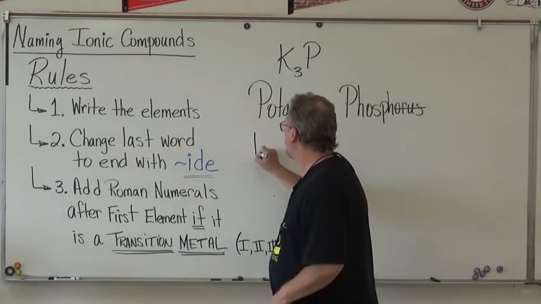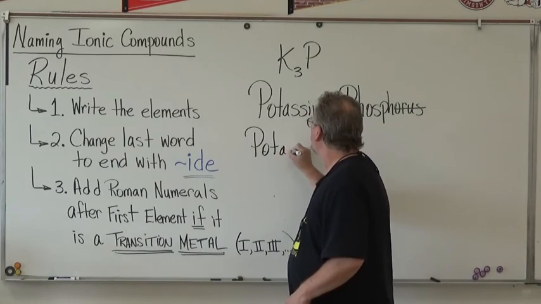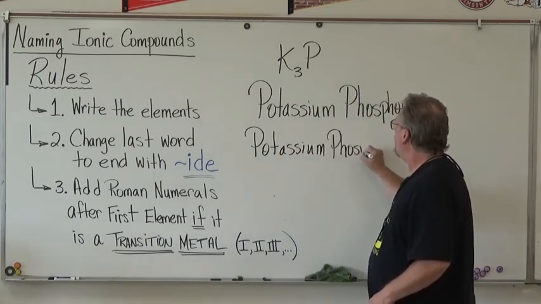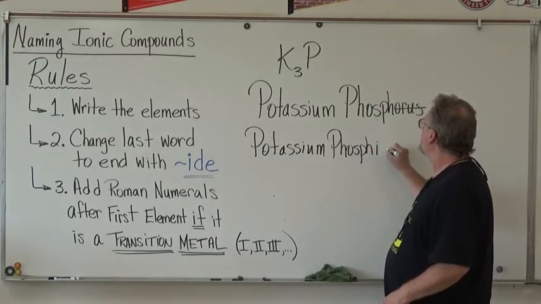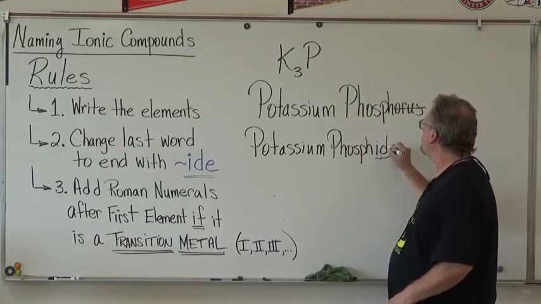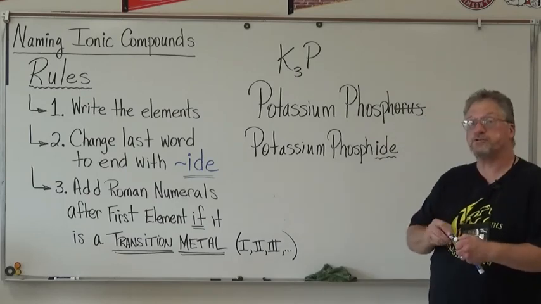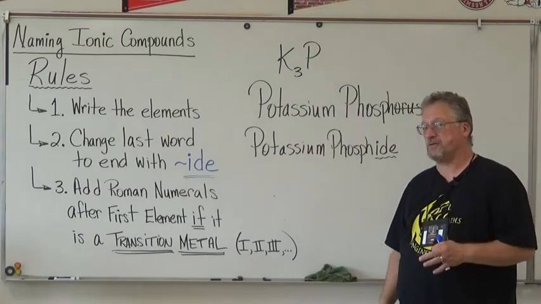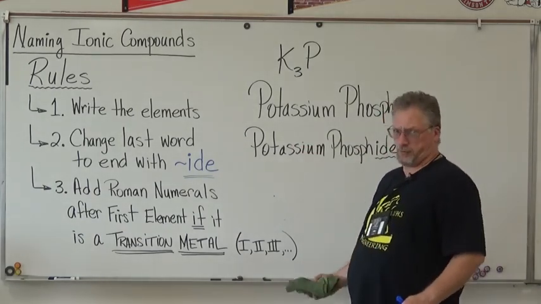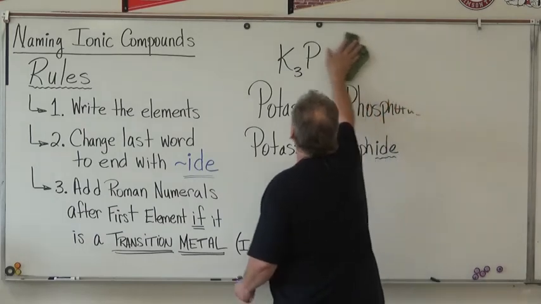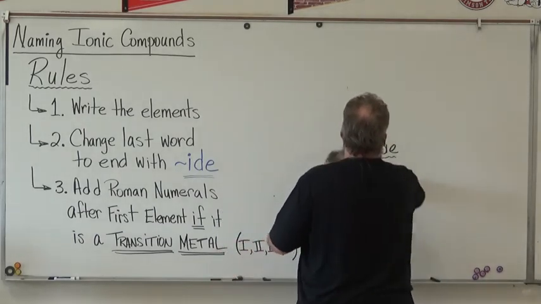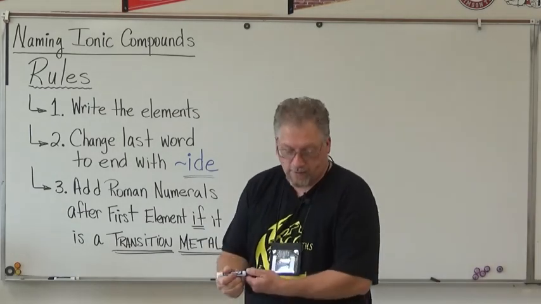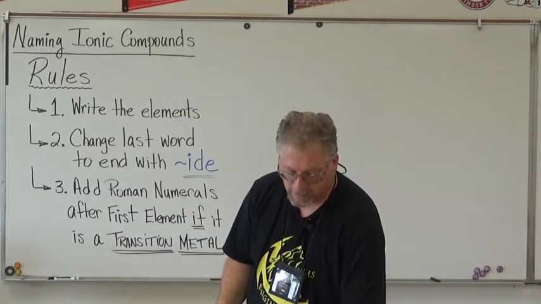So this is going to become potassium phosphide. There's that little IDE in the end. Okay, so there's 3 examples of how to do one where the first metal is not a transition metal. Now, let's do one that's a transition metal. Okay, let's do one that's got a transition metal. And you're going to see that it's really not that big of a deal.